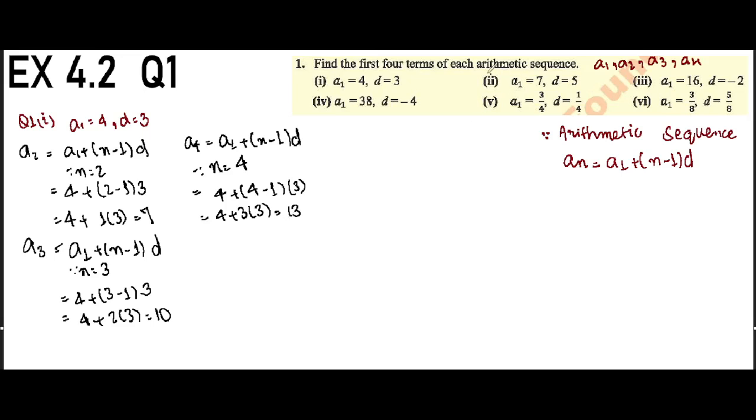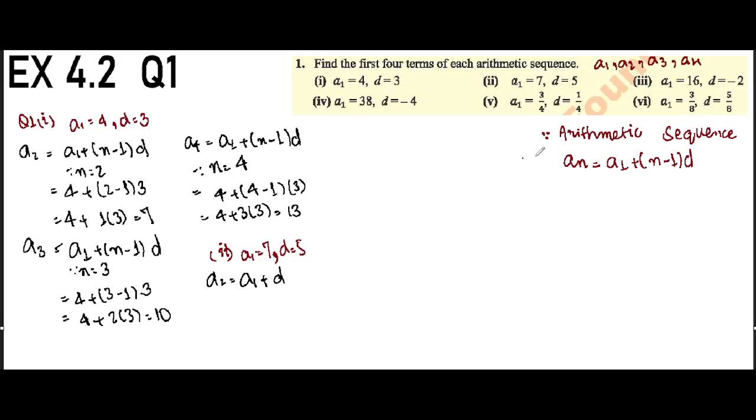Let's do it in the second part, in the way I'm telling. Second part is a1 equals 7 and d equals 5. So we have to find a2. a2 equals a1 plus d.